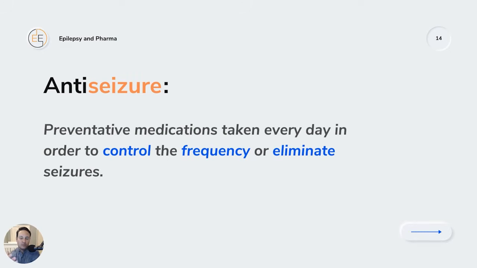So anti-seizure medications are unique in the sense that they do not cure epilepsy. Unlike, say, for example, taking a course of antibiotics for an infection, ASMs actually are preventative medications taken every day in order to control the frequency or even eliminate seizures while the person is actively taking the medication.